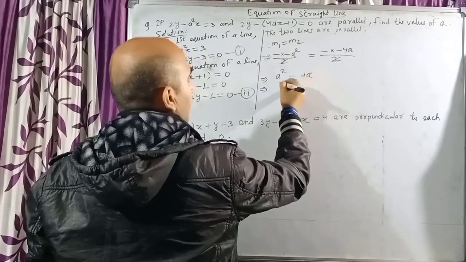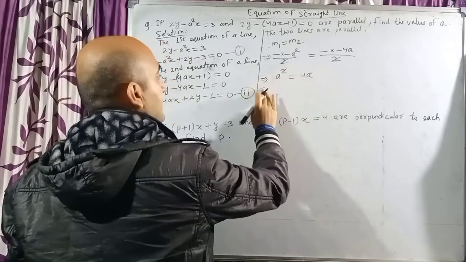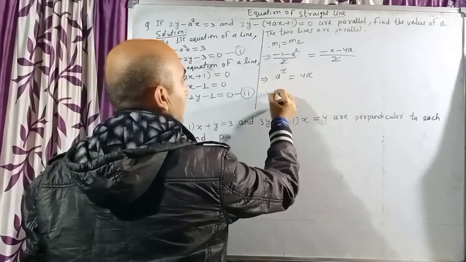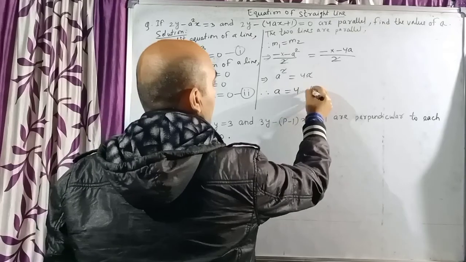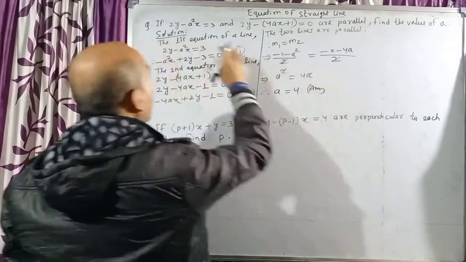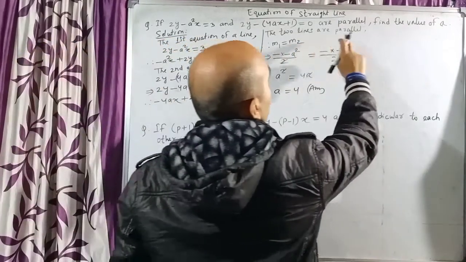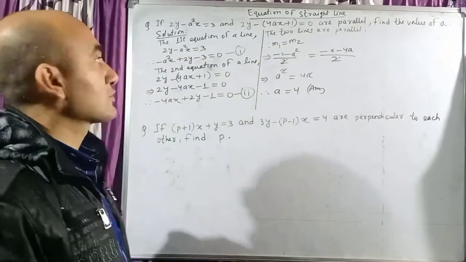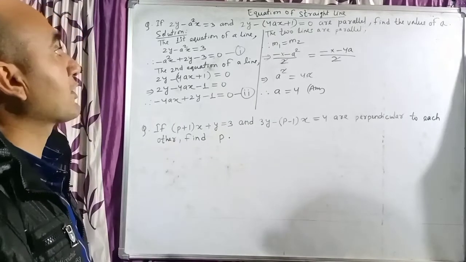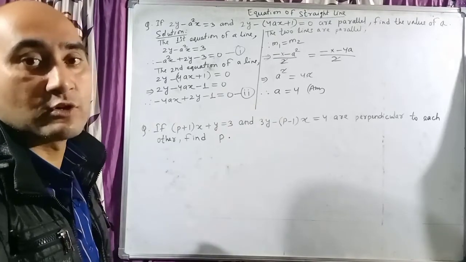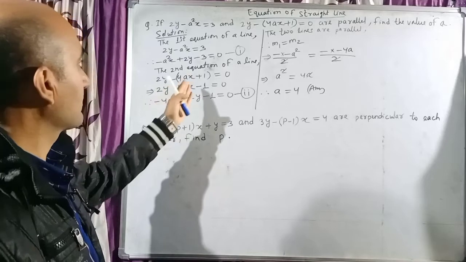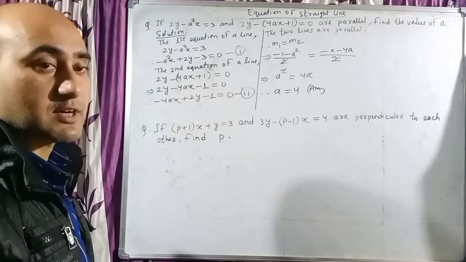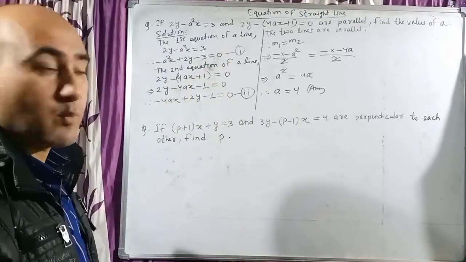This single a and this square will cancel. So only what is remaining now? a equal to 4. So the question was to find the value of a. You can see, find the value of a. The value of a is 4. So children, very important how we got the value of a with the help of the equation of straight line and how we got m1 and m2.